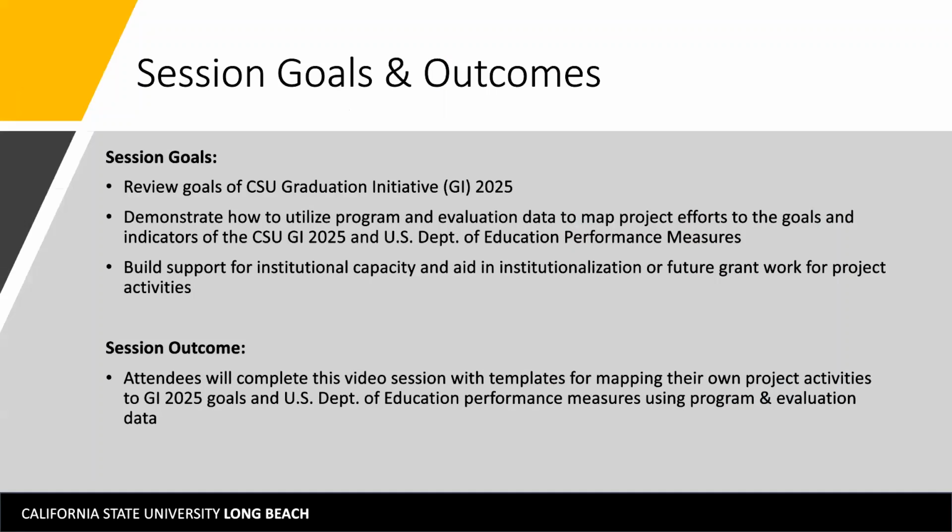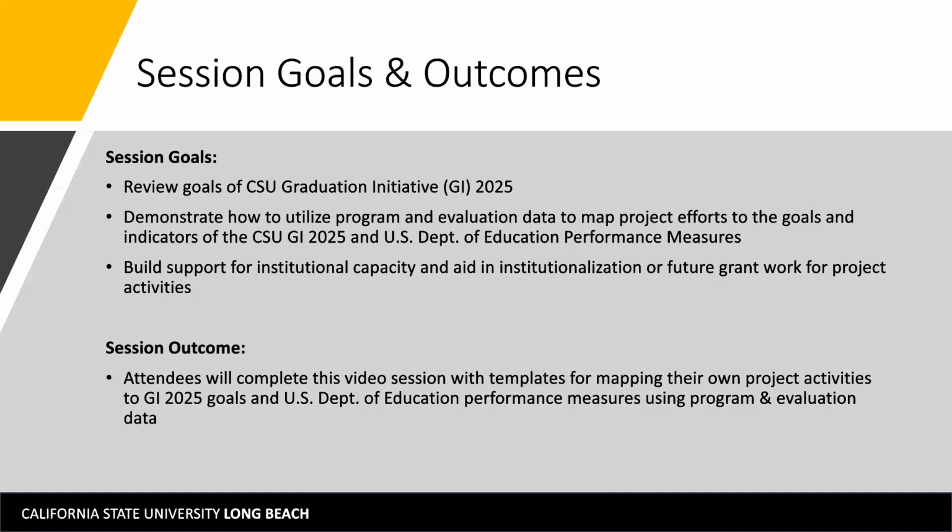Outlined here are the session goals for this video presentation. The first goal is to review the CSU Graduation Initiative, or GI 2025 goals. The second goal is to demonstrate how to utilize program and evaluation data to map project efforts to the goals and indicators of the CSU GI 2025 and U.S. Department of Education performance measures.